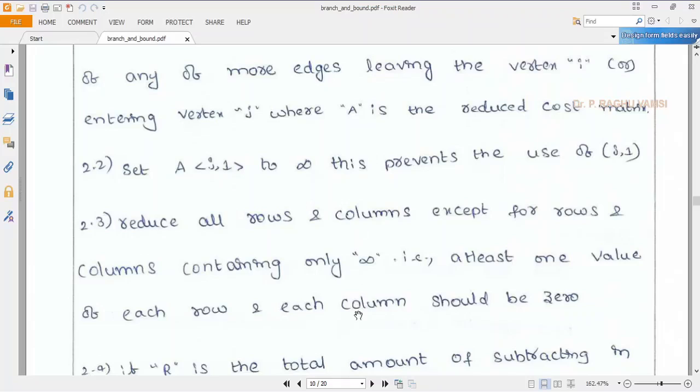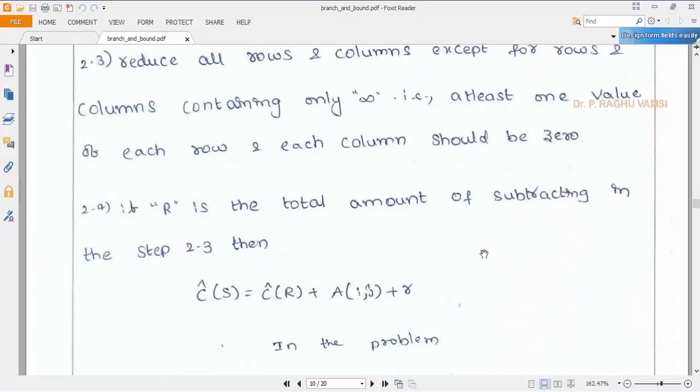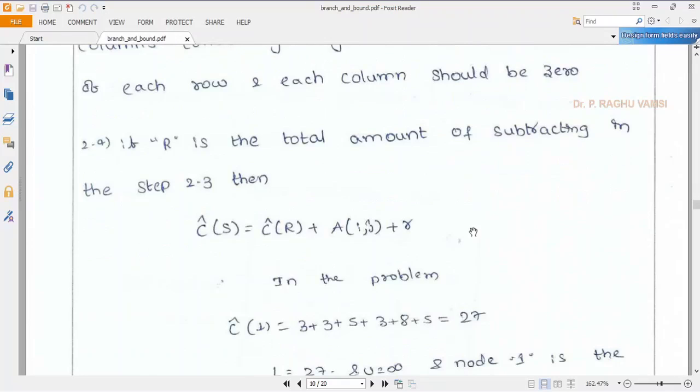Step 2.3, reduce all rows and columns except for rows and columns containing only infinity, that is, at least one value in each row and each column should be 0. Step 2.4, if R is the total amount of subtracting, then the cost that is reduced is cost of S equal to cost of R plus A of i comma j plus R.